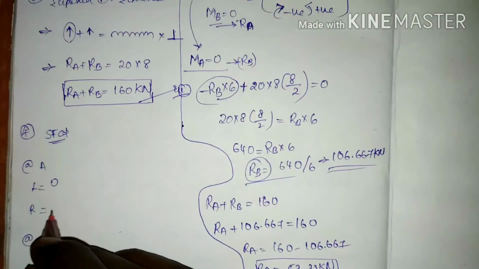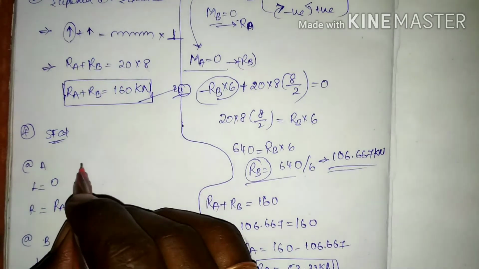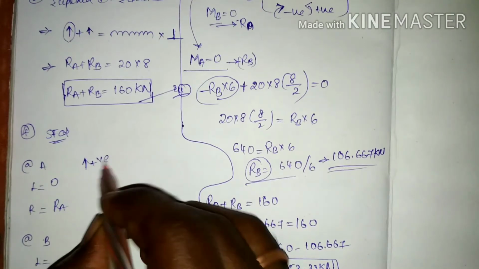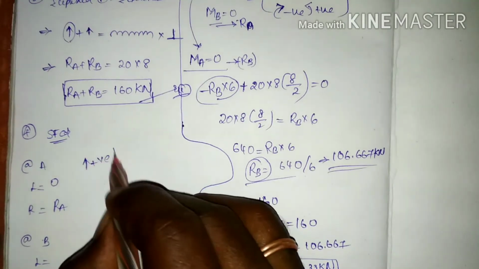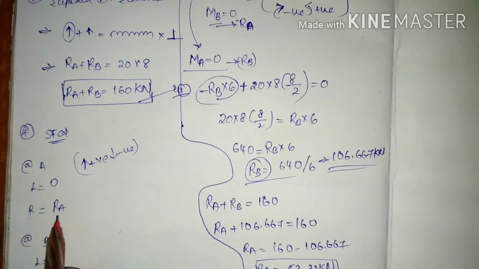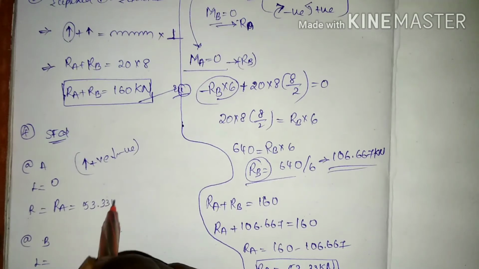And next, for the right of A, we have the RA reaction in the upward direction, so it is positive. Here we are going to consider the sign convention that upward is positive and downward is negative. For the right, we have the RA reaction. The value of RA will be 53.33 kilonewtons.